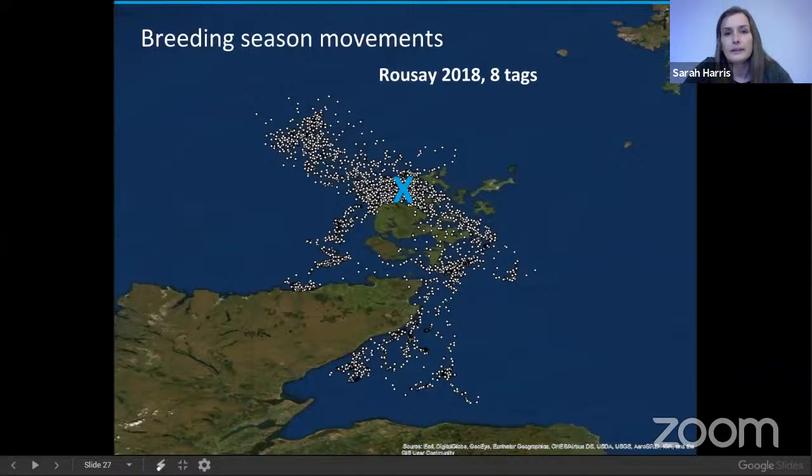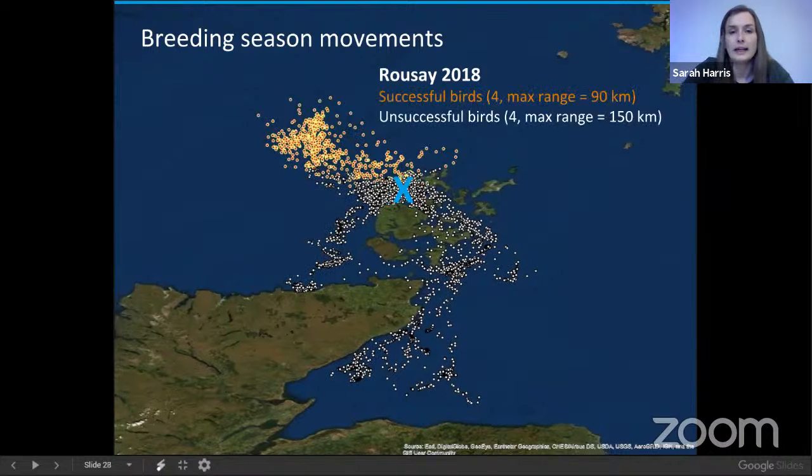So this is a map from Rousey in 2018. There's 8 tags in this mix. There's a little X there where Rousey is located, and you can see a lot of the birds are going towards the north and west, and some are going down towards the south.